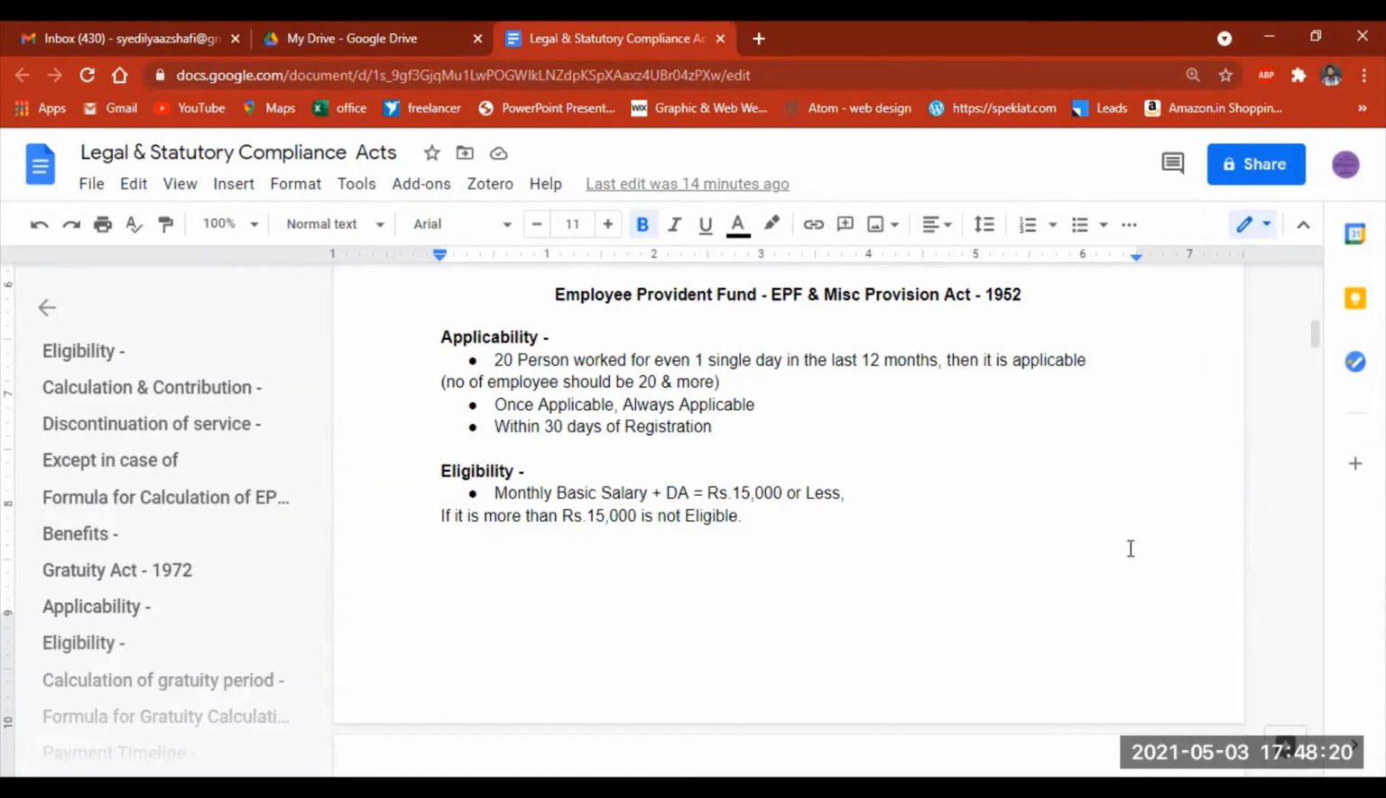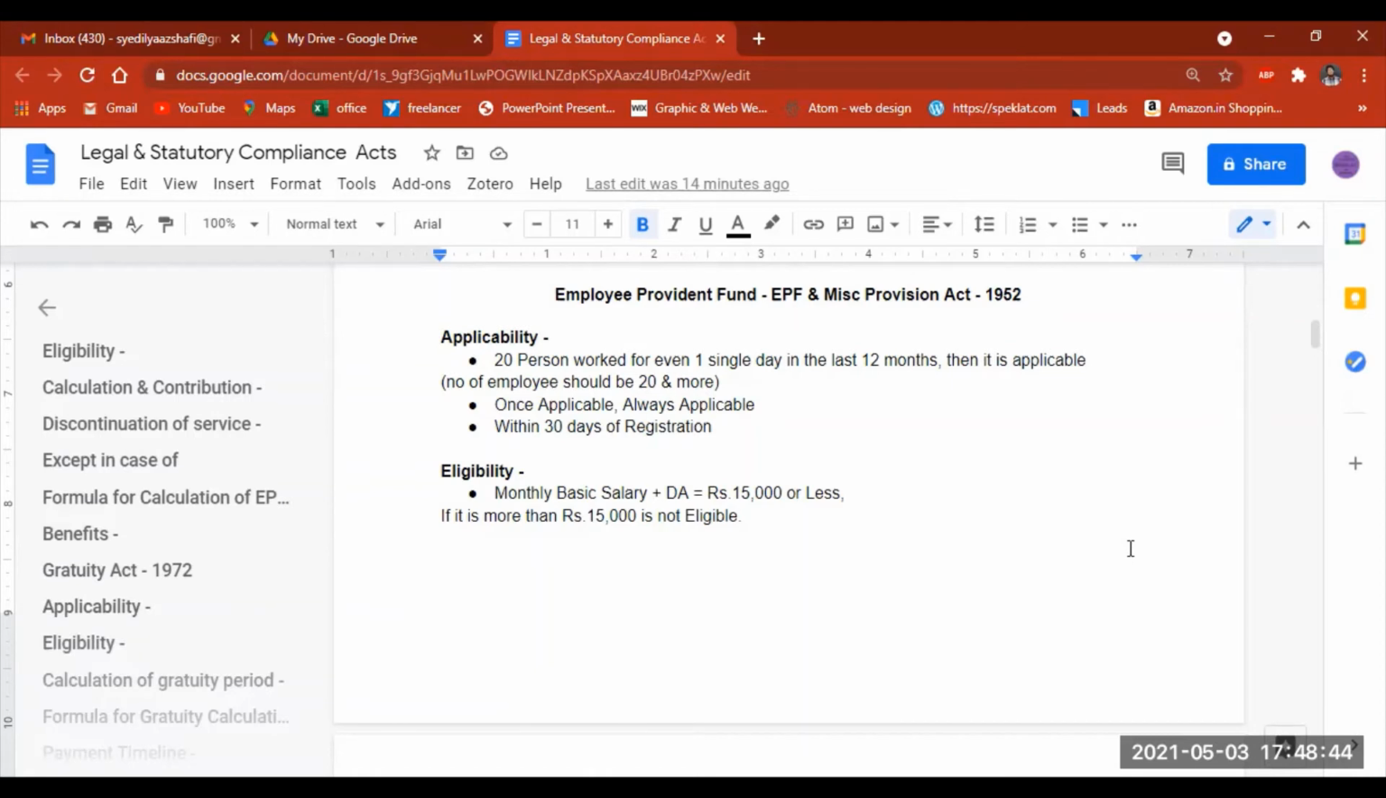The other thing is, once the organization's manpower meets the requirement of 20 people, then within 30 days you need to register for the Employee Provident Fund. So these are the three major points of applicability, followed by which we will look at the eligibility.